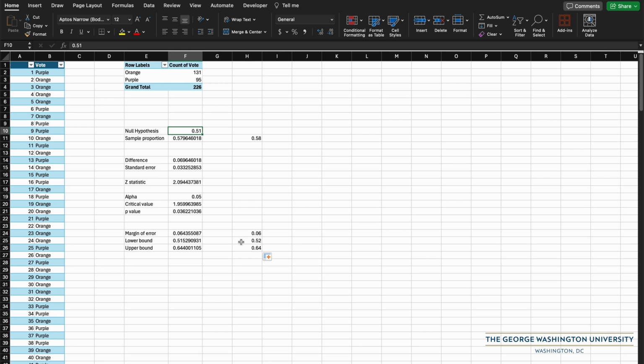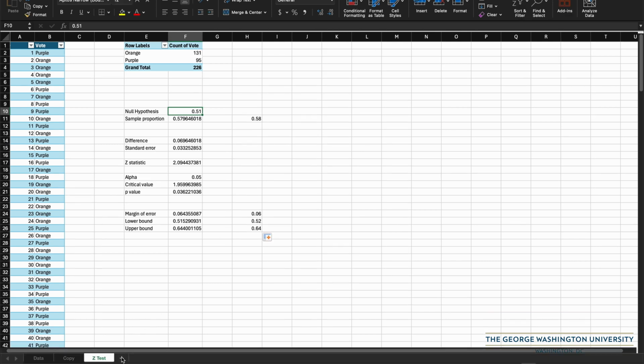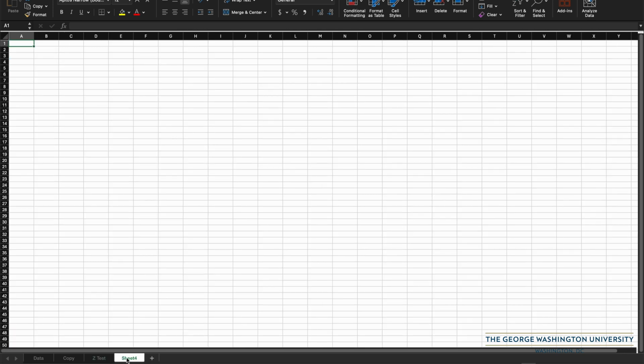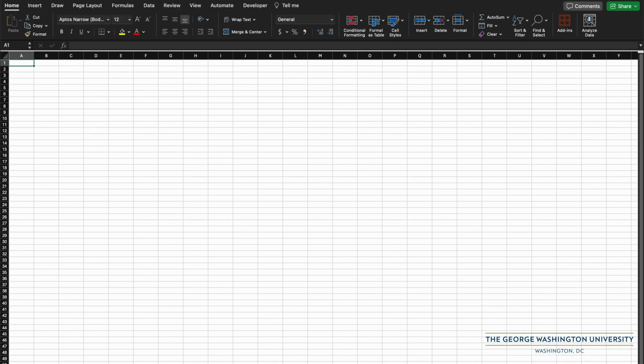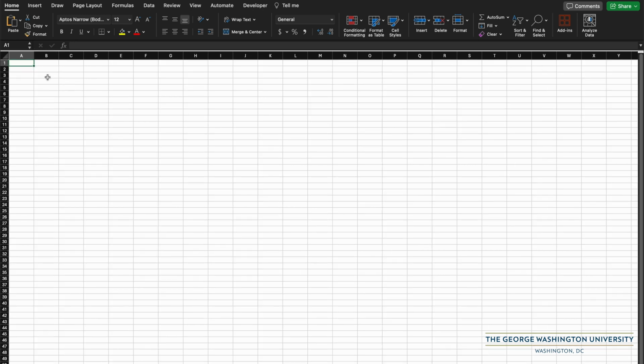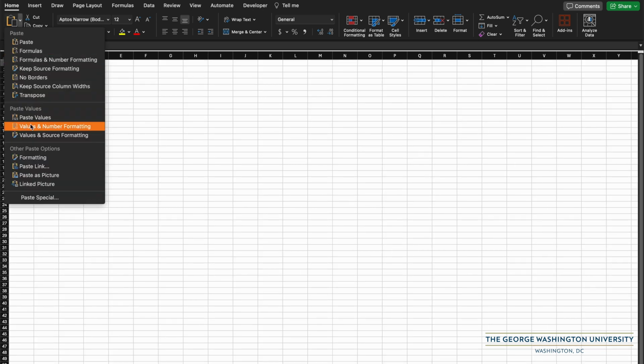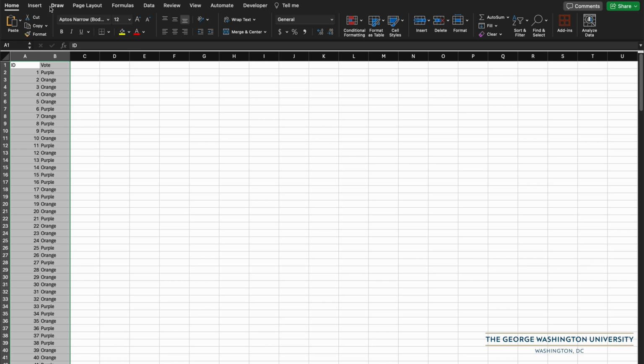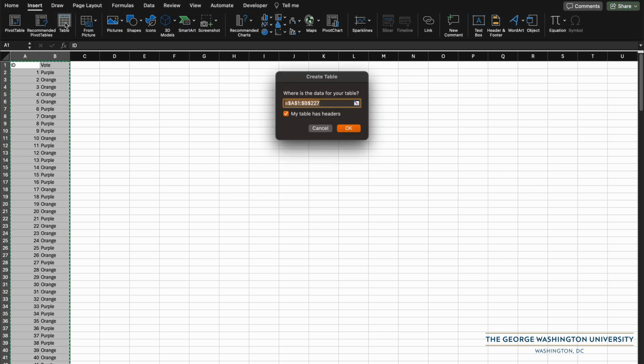So that was the one sample z-test for proportions, but we can also do a chi-square goodness of fit test or a chi-square test for proportions. Let's have a look at that one. I'm going to open a brand new tab at the bottom, a brand new sheet. And this one I'll call just chi-squared. So let's have a look at that. I'm going to go to my data again. I'm going to copy all of it, come to my chi-square, and I'm going to paste the values. And I'm going to change this into a table. And there we go, it is a table.